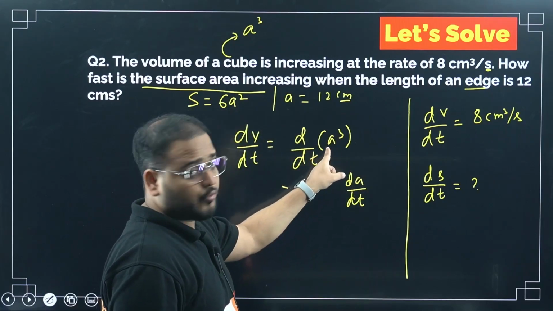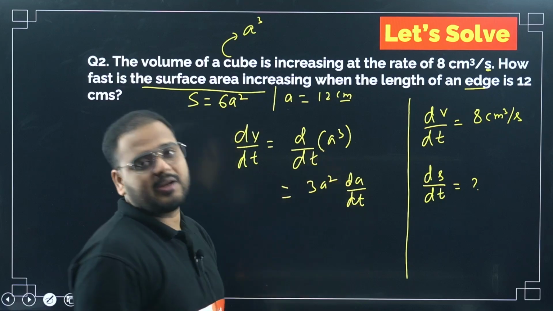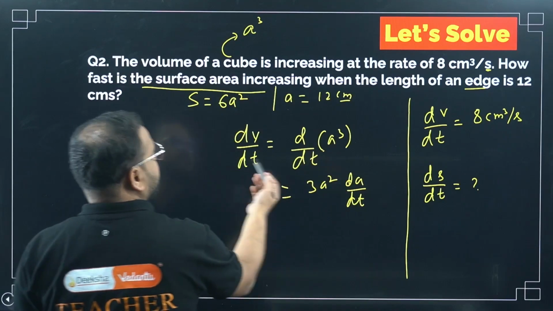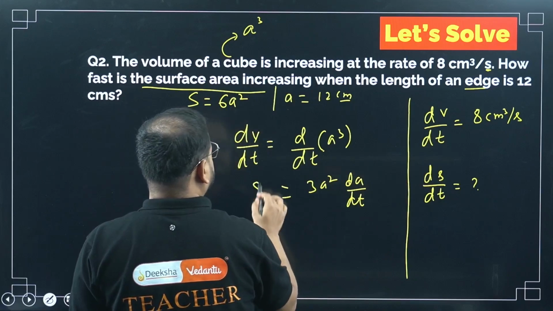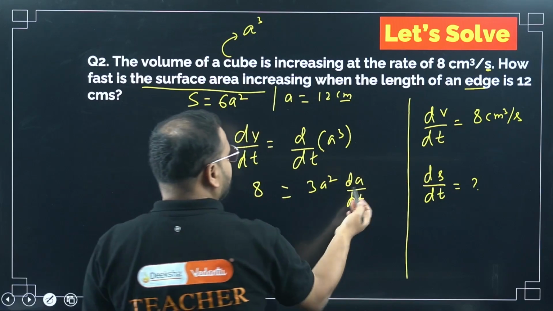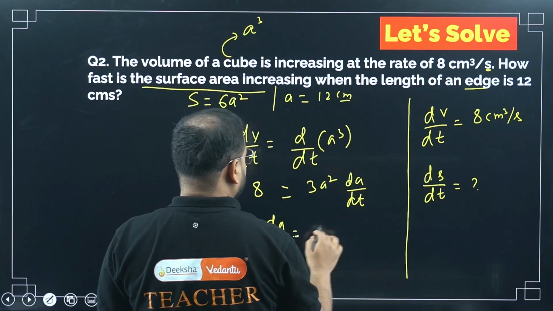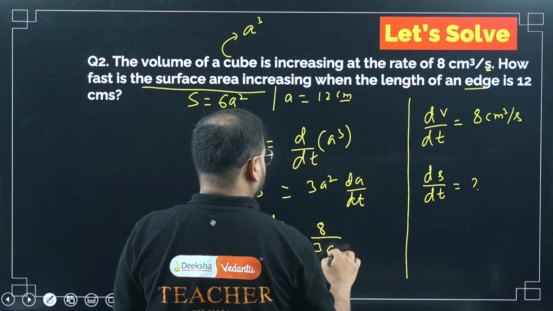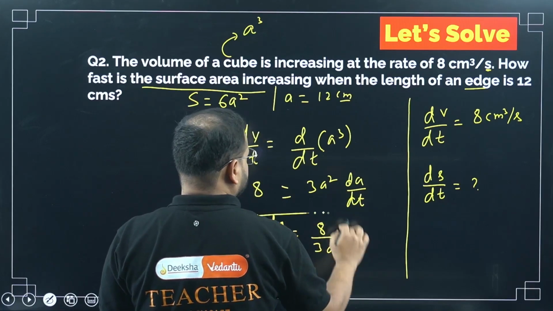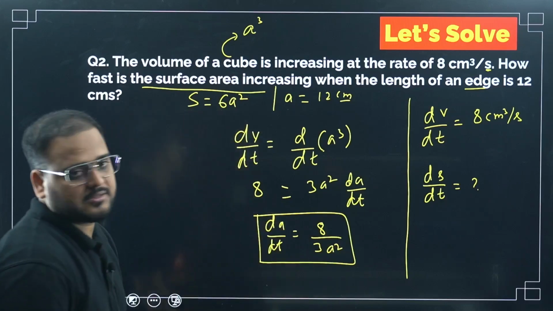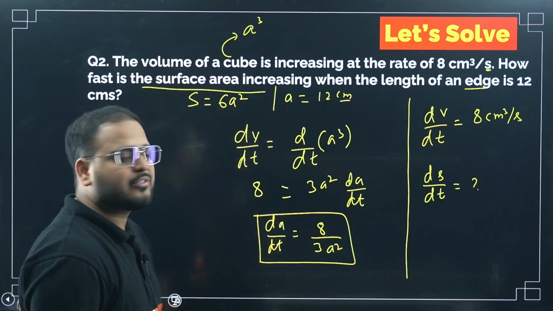3a square, then I have to do the chain rule for a also. So dA by dt. Problem solved, sir. What is dV by dt value? 8. So from here I can find the value of dA by dt. So dA by dt is nothing but 8 by 3a square. Agreed. Totally agreed. This is the correct answer. Okay, dA by dt is 8 by 3a square.